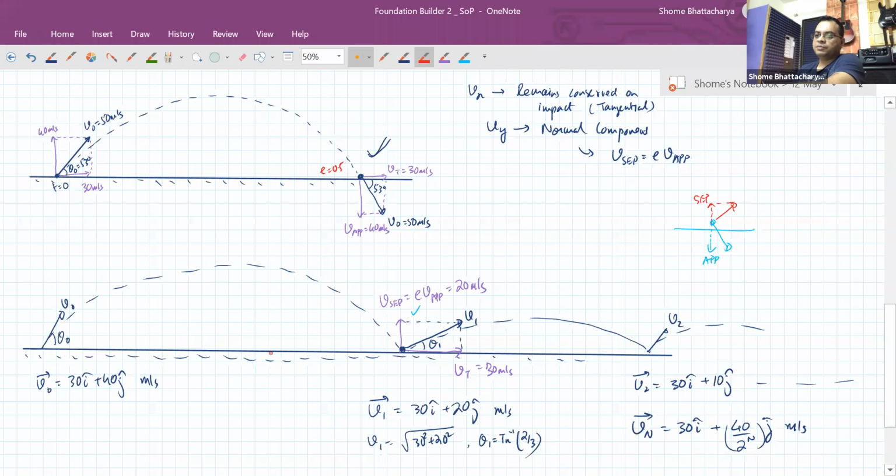So after the first impact, it went from 40 to 20. Second, 20 will become 10. Third, 10 will become 5. So like that, after the nth impact, the vertical component of velocity will become 40 upon 2 to the power n. Because every impact it's becoming less by a factor of half. Sir, but X component will remain conserved only, na? Whereas X component will remain conserved. So you can see in the formula that this is after the nth impact. The X component remains conserved.